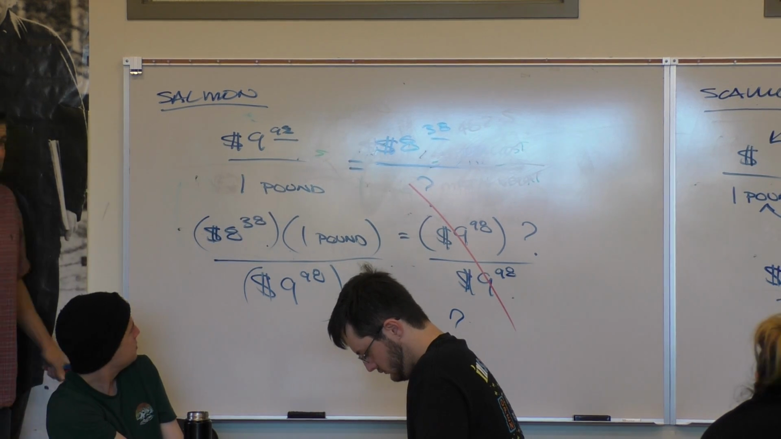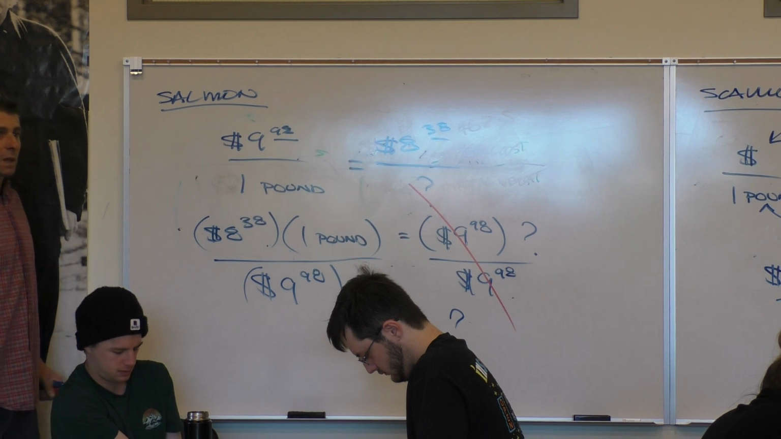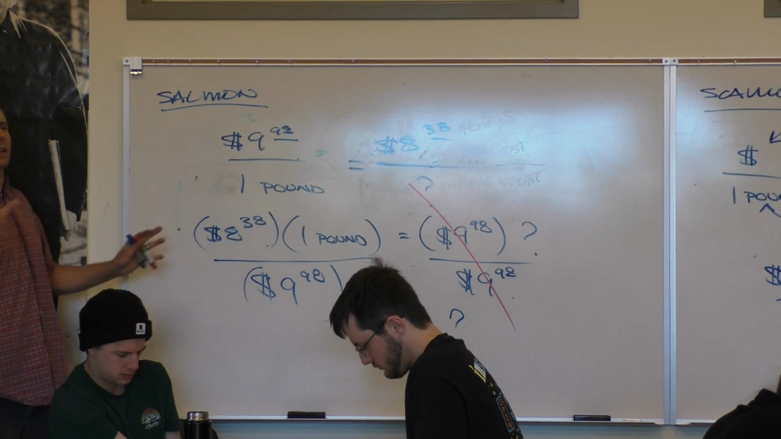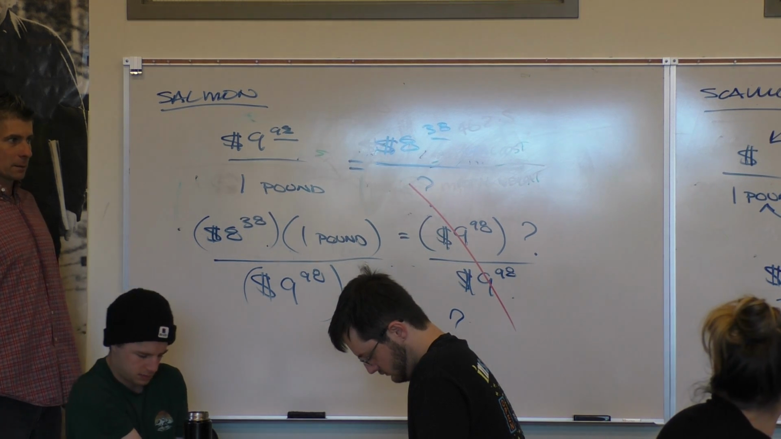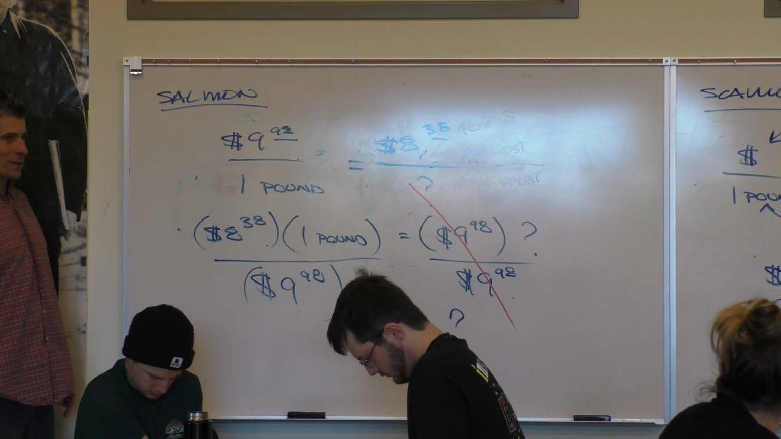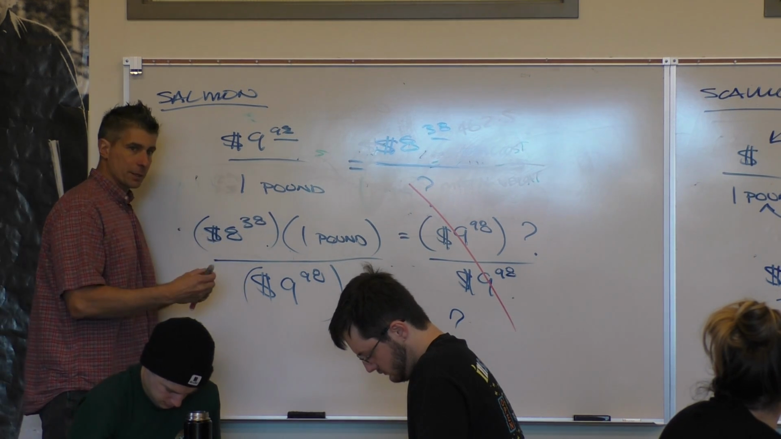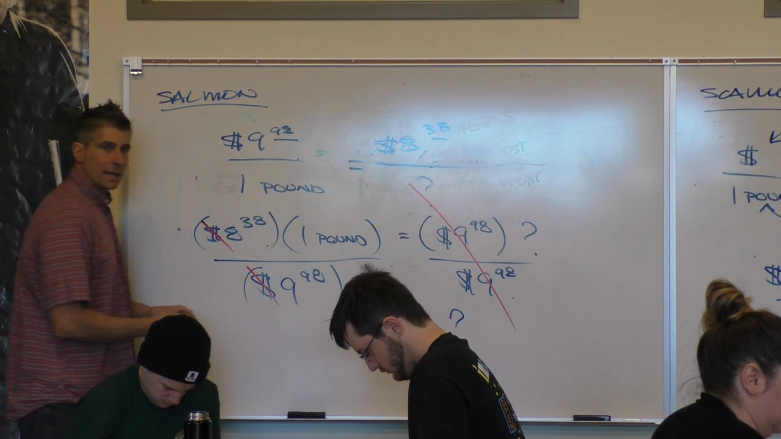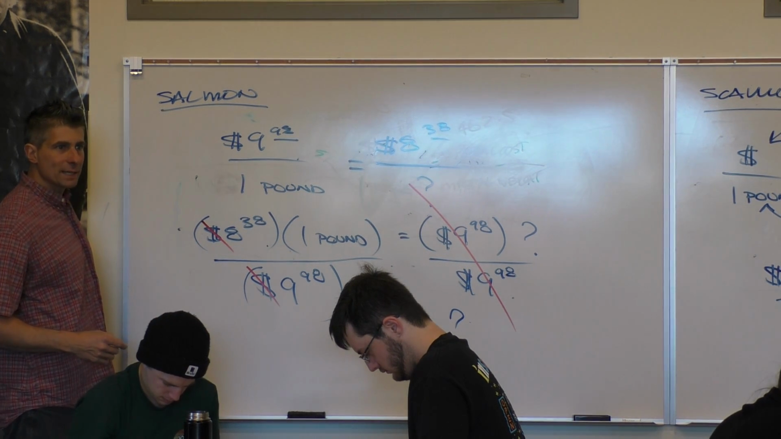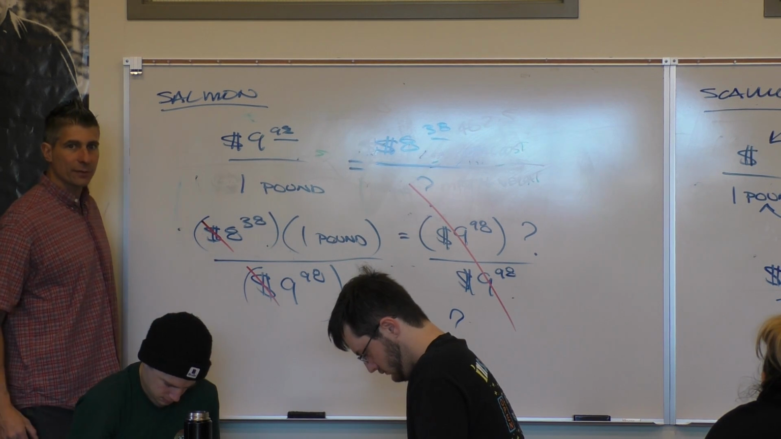Now, the 1 doesn't matter. It's going to be multiplied by 1. It doesn't change anything. What units are going to cancel? Oh, yes, they are, aren't they? Because you said dollars divided by dollars. So we're going to divide off those dollars. Is the pound going to divide off?